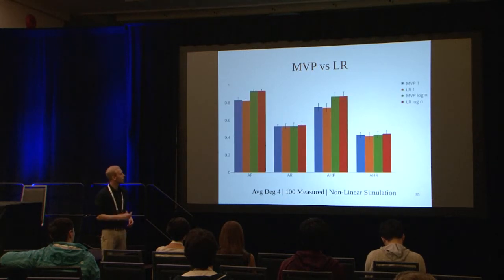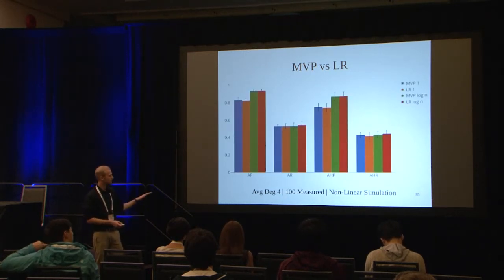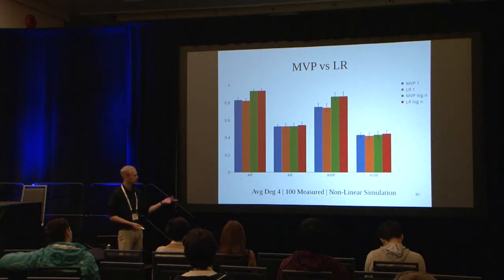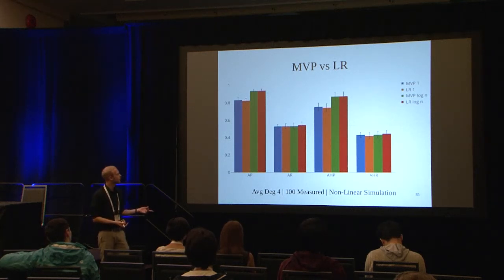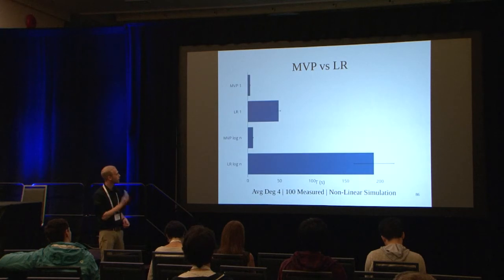So then on nonlinear data, this is the same network simulation parameters, except using the nonlinear simulation. We see pretty much the exact same story. There's really not much of a difference at all between MVP and logistic regression, given that you're using the same basis. However, when you're looking at times, there's a huge difference. We're still seeing anywhere from 10 to 20 times speed up.